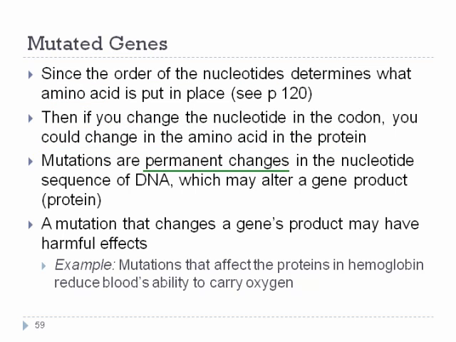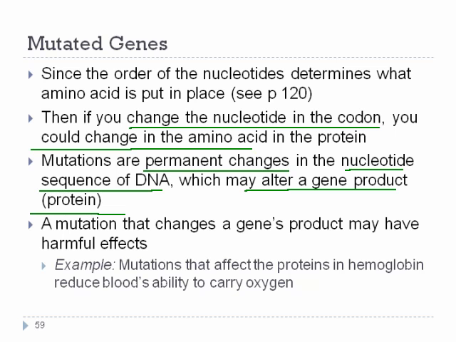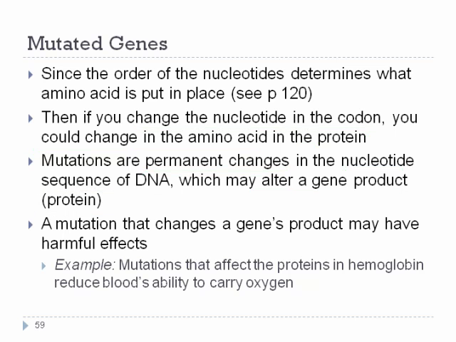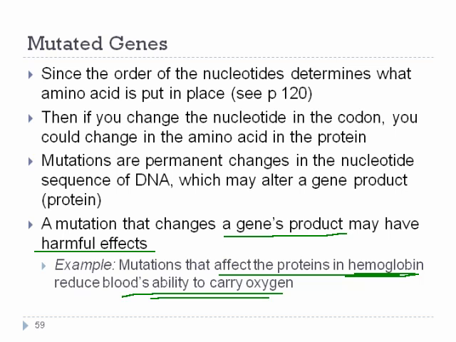We said in chapter 6 that mutations are permanent changes in the nucleotide sequence of the DNA. It can alter a gene product because it could change the nucleotide in the codon and could change the amino acid that's in the protein. We have lots of examples of mutations that affect proteins that have harmful effects. An example that your book gives you is a mutation that affects the hemoglobin protein, making it not able to carry as much oxygen.